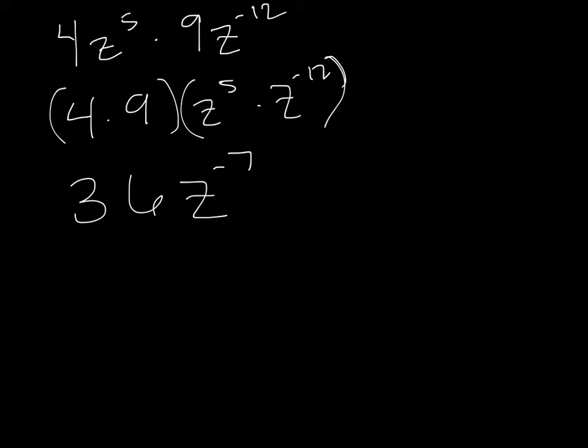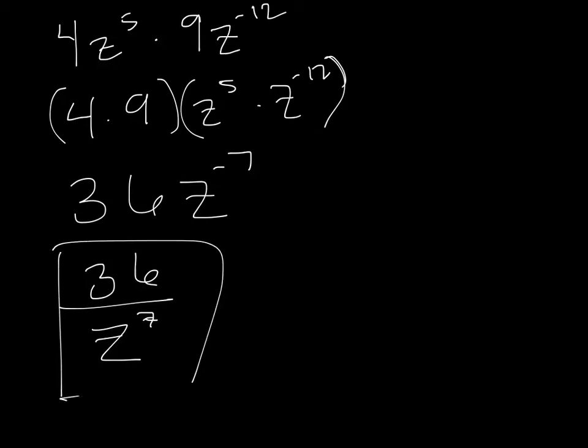And we never want to leave our answers with negative exponents, right? So this becomes 36 over z to the 7th, right? Because the negative exponent tells me to change the placement of the base. So that's our final answer, 36 over z to the 7th. Let's look at another one.